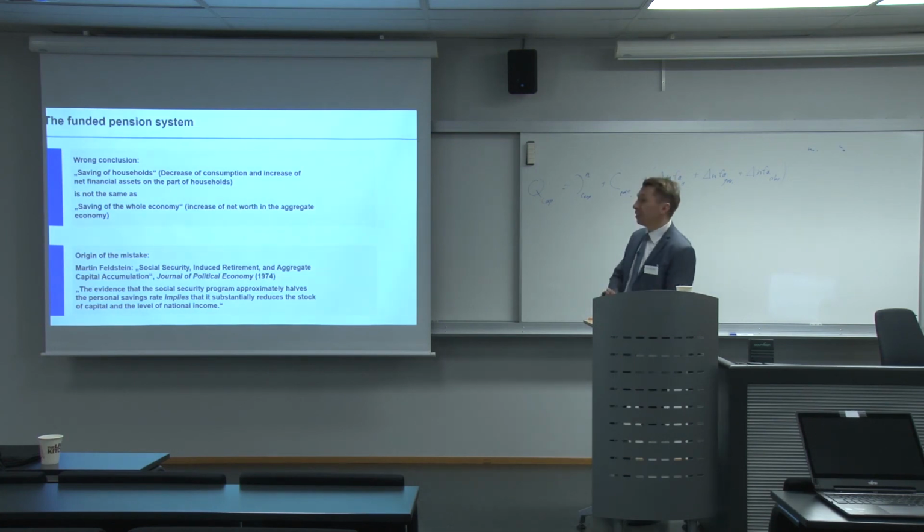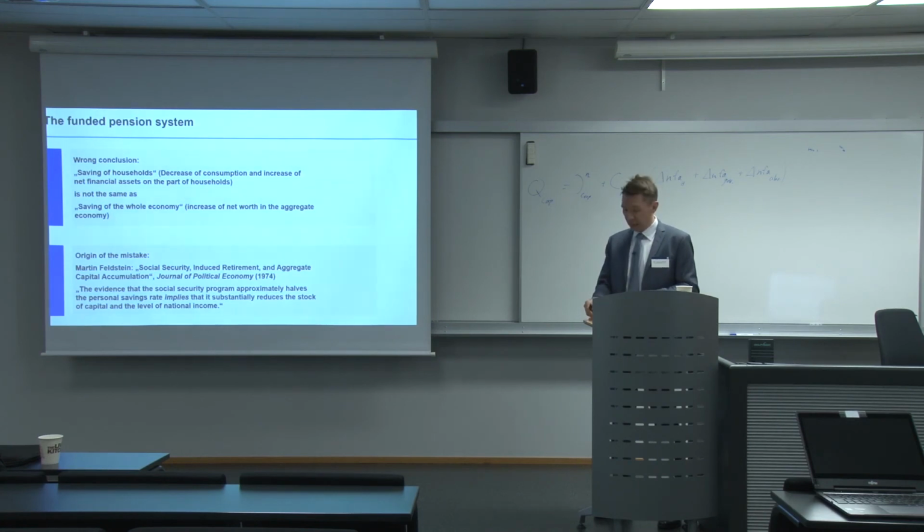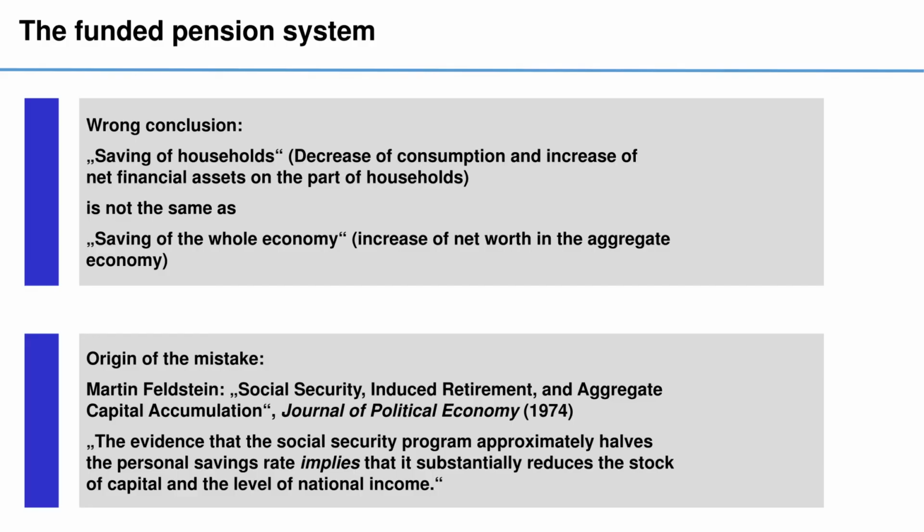The result of Feldstein's research is indeed that household saving, and according to his data, that must denote the increase of household stock of net financial assets, are reduced by 30 to 50%. And he concludes, quote, "The evidence that the Social Security program approximately halves the personal savings implies," is my emphasis, "implies that it substantially reduces the stock of capital and the level of national income."